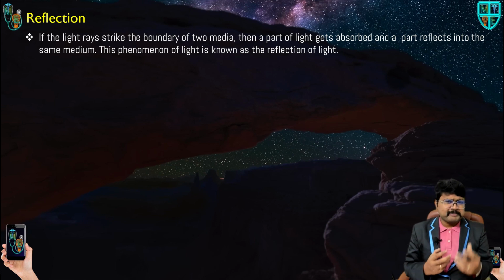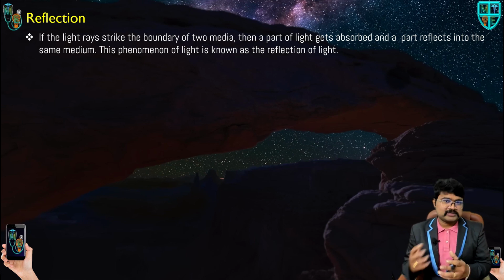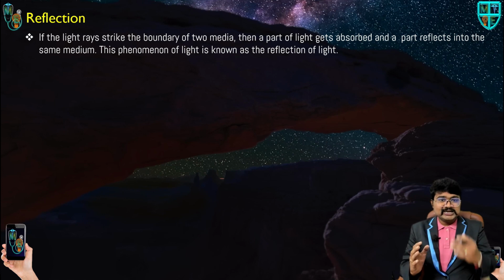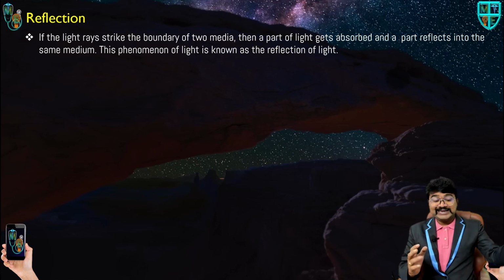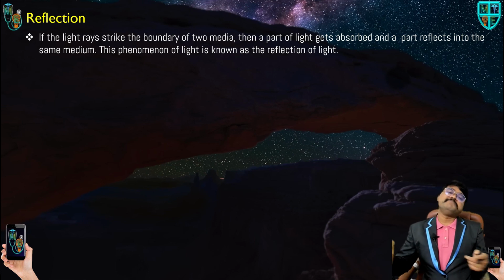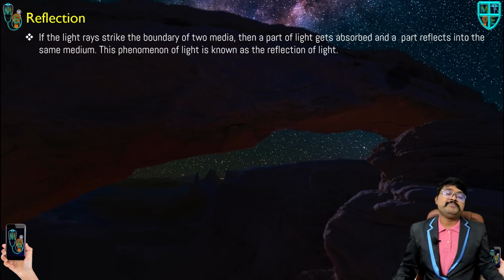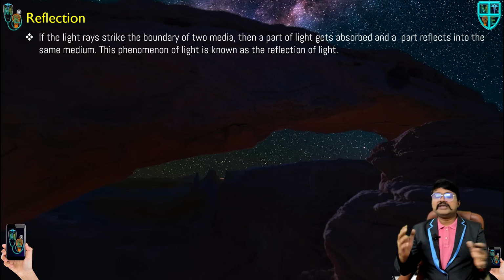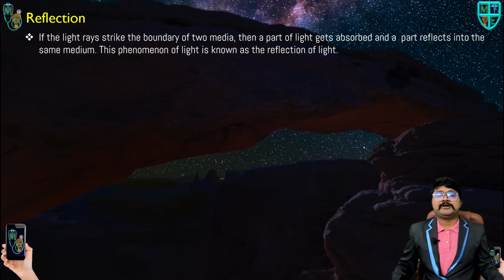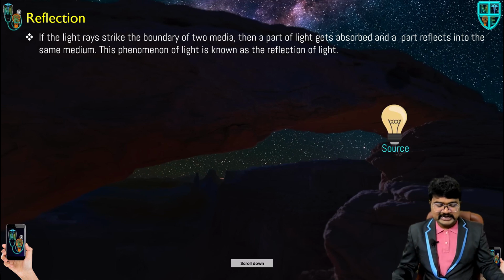The main important part of reflection here is that light is incident from one medium and is reflected into the same medium. In case of reflection, the medium will be the same. In case of refraction, the medium will be different. So we can discuss them one by one in detail.